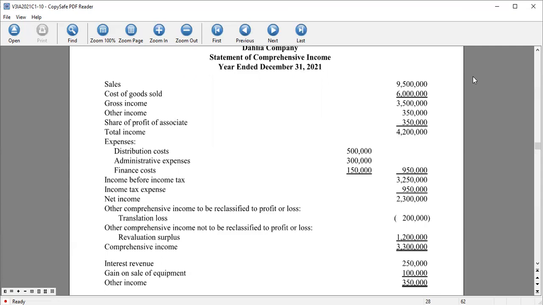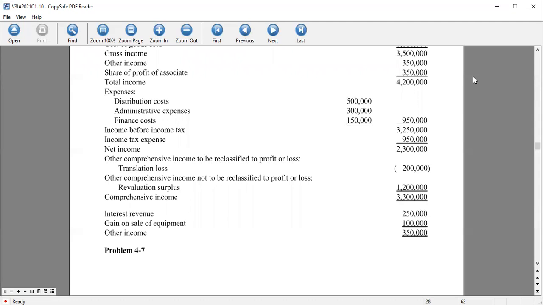Other comprehensive income to be reclassified to profit or loss, we have the translation loss, and other comprehensive income not to be reclassified to profit or loss, we have the revaluation surplus, which will be extended to the statement of equity. So we have the comprehensive income of 3.3 million, so that's now the total of 3.3 million for the total comprehensive income. Now take note, we have the other income components of 250,000 and gain on sale of equipment of 100,000. Now that is the problem for number 6, and then we move on to the multiple choice problems.